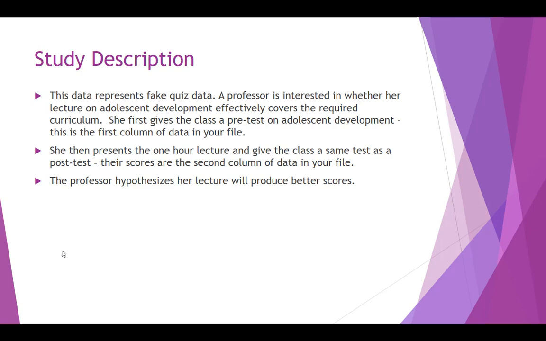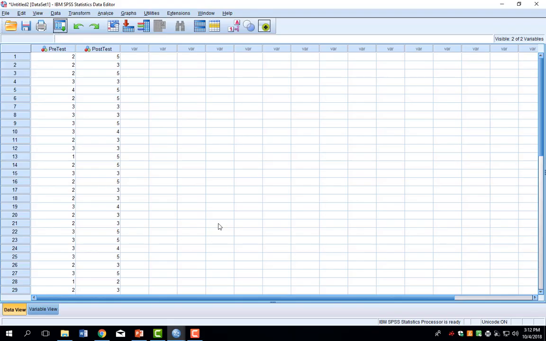The professor hypothesizes that her lecture will produce better scores. So that's this data here. You can clearly see that one column is labeled pretest and one column is labeled post-test. If the pretest had more than one question, we would have to calculate a total score for the pretest, and if the post-test had more than one item, we would have to calculate a total score for the post-test. In this example, I'm not doing that because in my previous video, we demonstrated how to compute a new variable. Consider that that was already done, and this is a pretest and post-test total score.